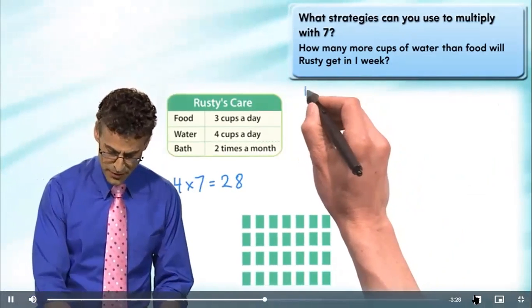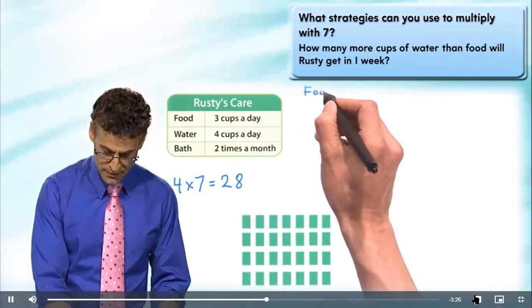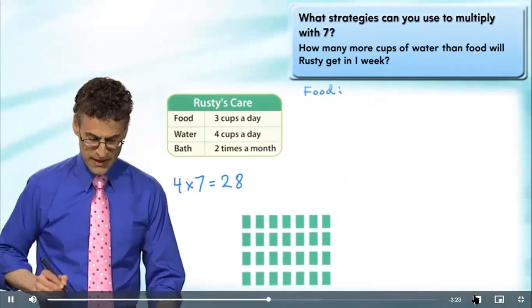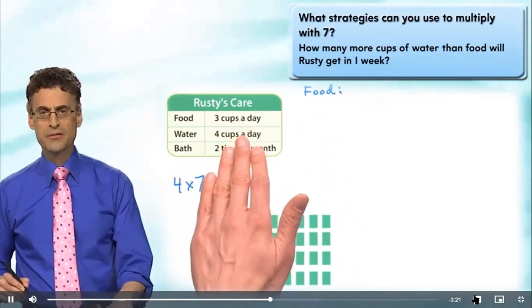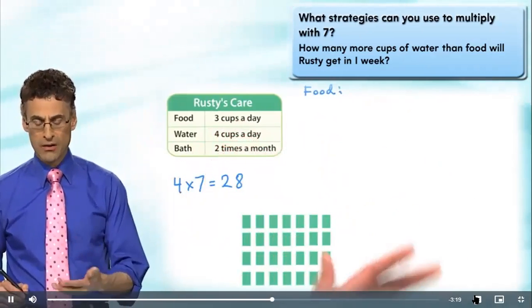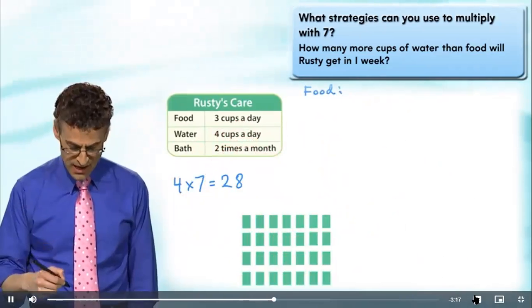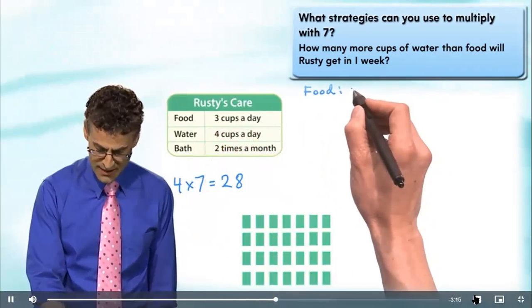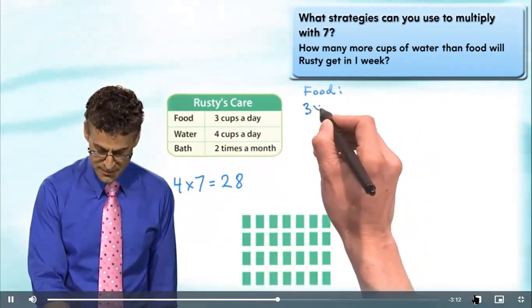So if we think food, we're going to do a kind of a corresponding thing. We see that there are 3 cups of food required for each one of the 7 days. So that's 3 times 7. So we're going to look now at 3 times 7.